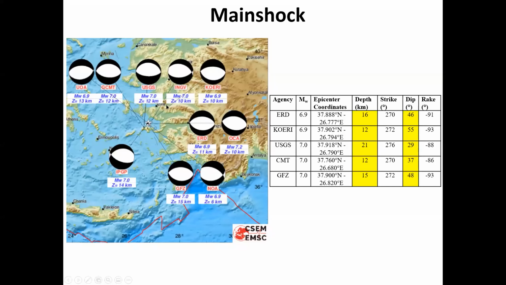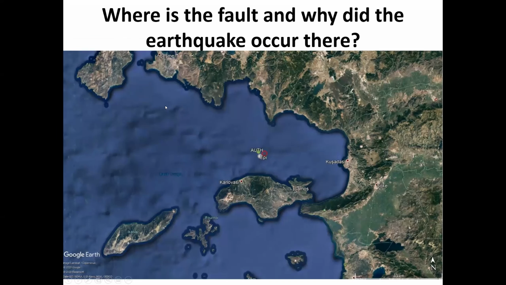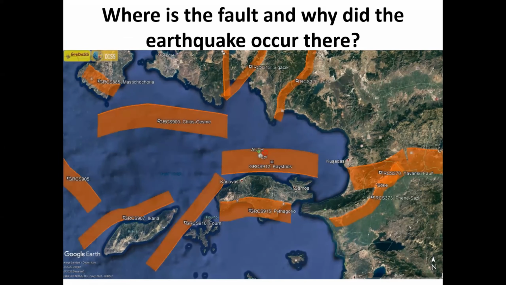An obvious question is, where did this earthquake occur? We can start from the epicenters and the focal mechanism solutions, which are not enough. To answer where the fault is and why the earthquake occurred there, we need to review a large amount of data. The first thing you may want to look at is active faults, and I'm showing here results from different databases. This is the GreDaS database from Sboras 2012 and Caputo et al. 2012. As you can see, there is already a fault in the north part of Samos, which more or less coincides with the earthquake epicenter.